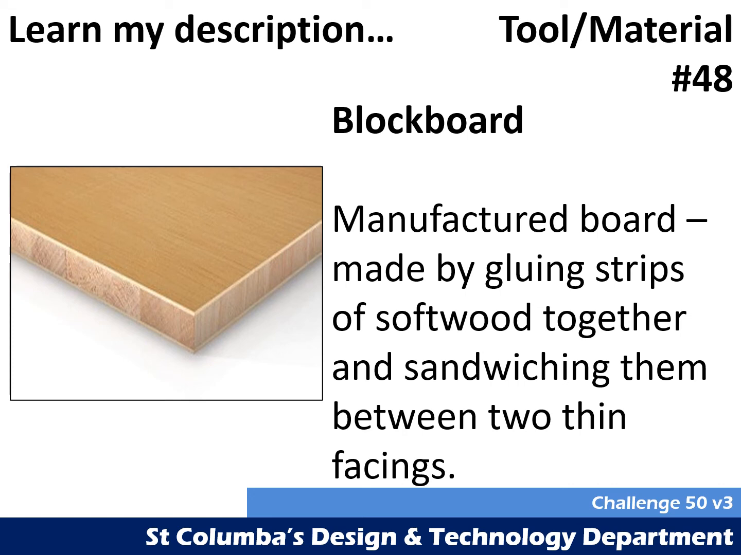It can be used for doors as well. It's one of the less seen manufactured boards, but it's fairly heavy duty, and can be used for things like shelving and doors, as I said. So material number 48 is blockboard. It's a manufactured board which is made by gluing strips of softwood together and sandwiching them between two thin facings.